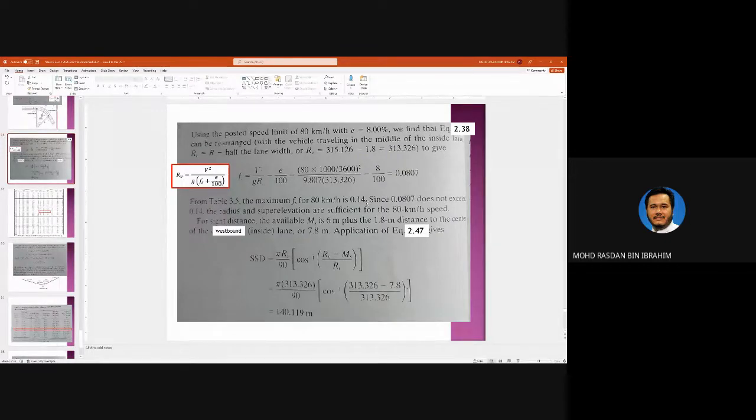Okay, for side distance, now we need to calculate the clearance. The available MS is 6 plus 1.8 meter distance to the center of the westbound lane, inside lane, or 7.8. So now you use this SSD formula to calculate the value of SSD. RV is the value that we have calculated just now. MS is 7.8, which is 6 plus 1.8 meters.